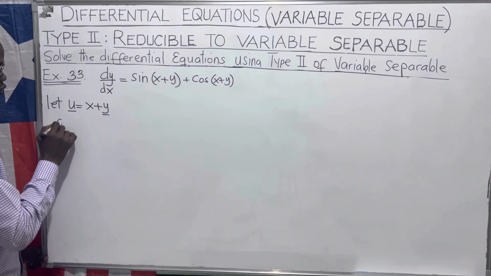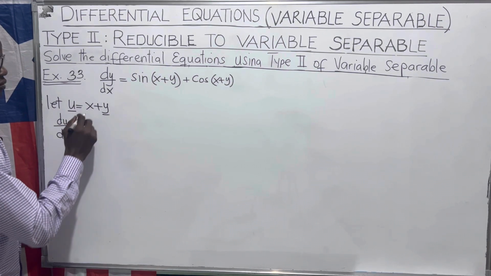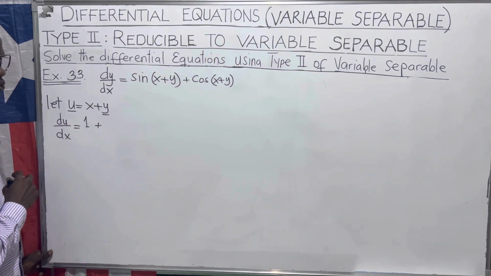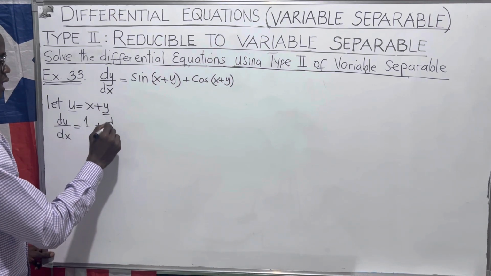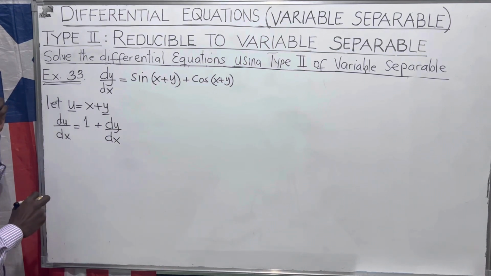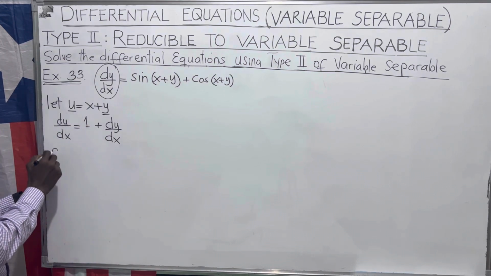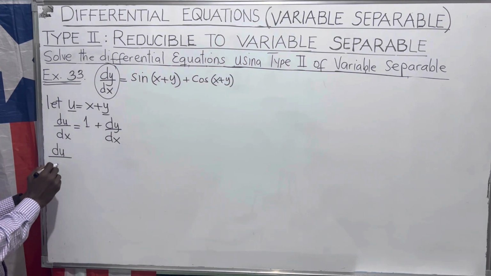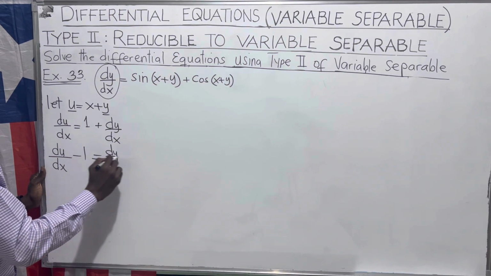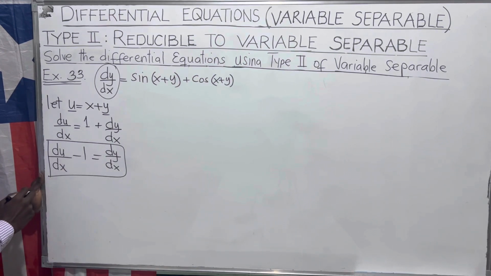We must differentiate u with respect to x. The derivative of x is just 1 because it's an independent variable. We must differentiate y with respect to x, so we have dy over dx. What do we do next? We solve for dy by dx. Sending this one across, you have du over dx minus 1 equals dy over dx. So this is the first step.